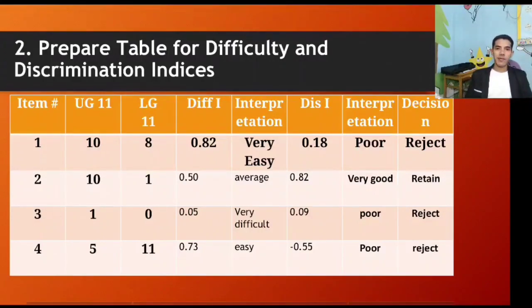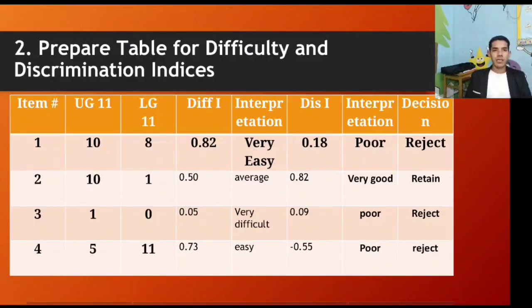Next, in item number 4, we have 5 students from the upper group who got the correct answer, and in the lower group there are 11 students who got the correct answer. So add those two: 5 plus 11 is equal to 16, divided by 22, which is the 54% of the population of our test takers, which means 0.73. 0.73 because 16 divided by 22. And 0.73 is interpreted as easy.